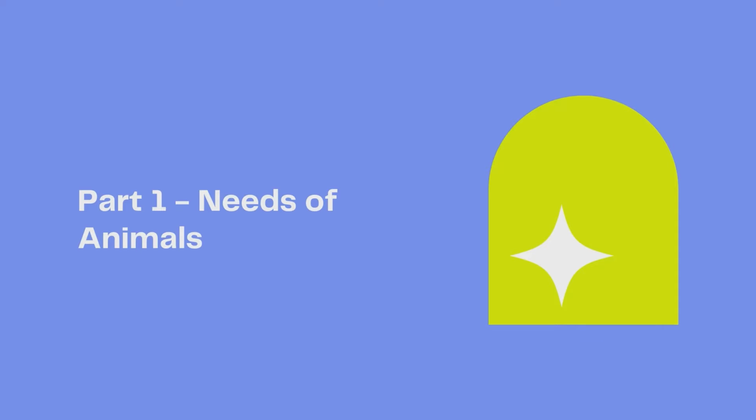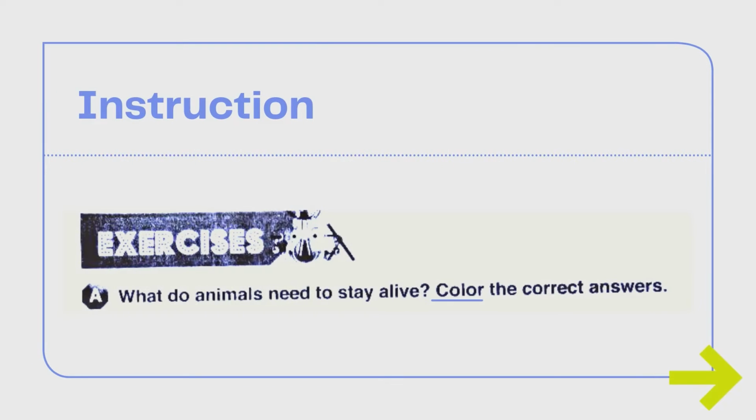And it's about the needs of animals. So what are the needs of our animals? Okay, so the instruction is: what do animals need to stay alive? So color the correct answers. One more time. Color the correct answers.